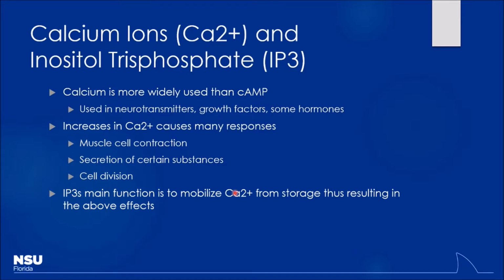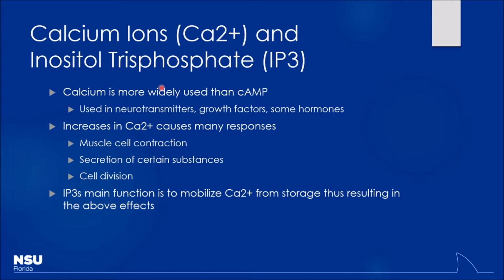So looking at another secondary messenger, it's important here is going to be calcium. Calcium is very, very important, along with this other product called inositol triphosphate, or IP3. Actually, calcium is probably used more widely than cyclic AMP actually is, and it has to do with a lot of things like neurotransmitters, has to do with things like growth factors, hormones.